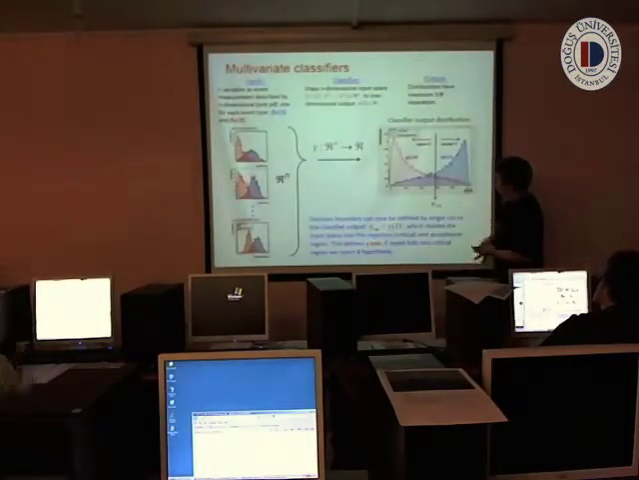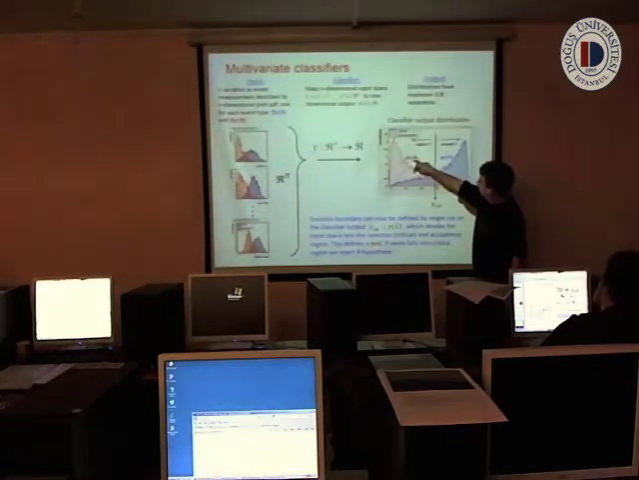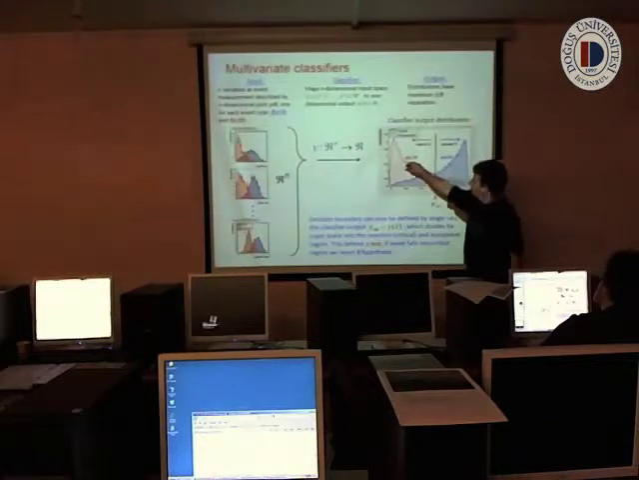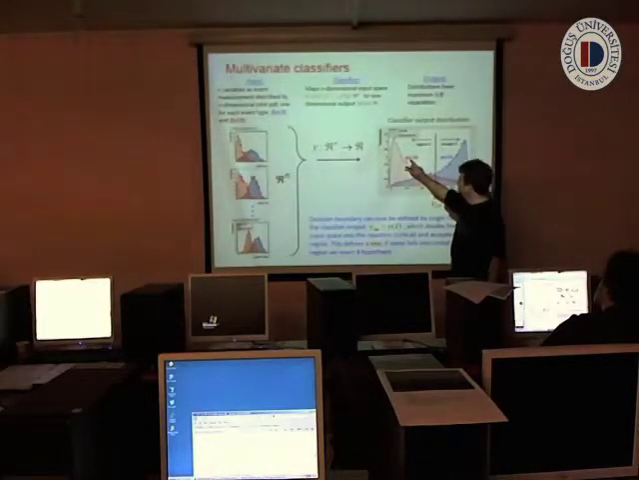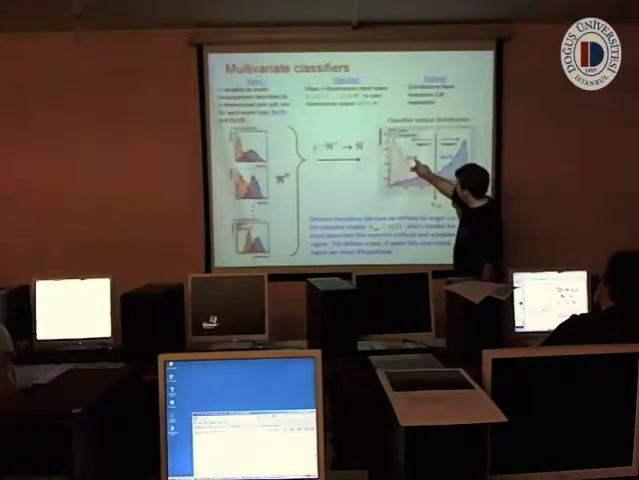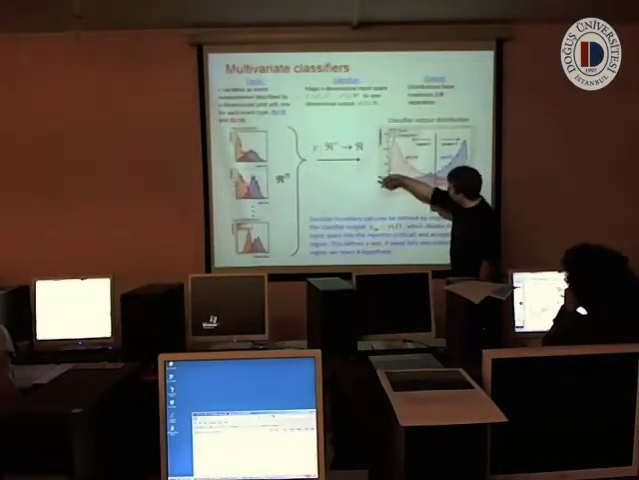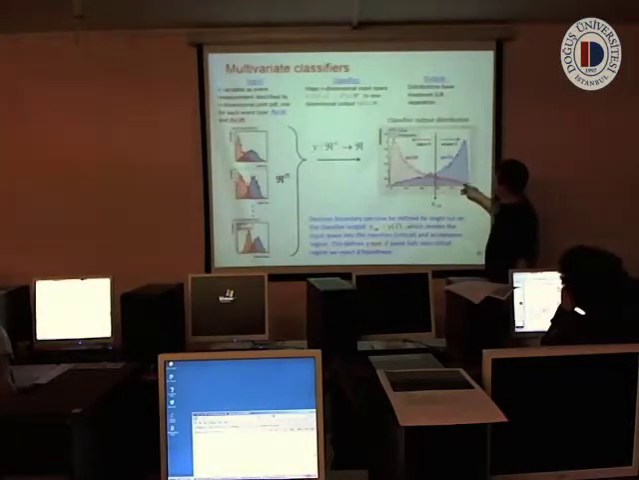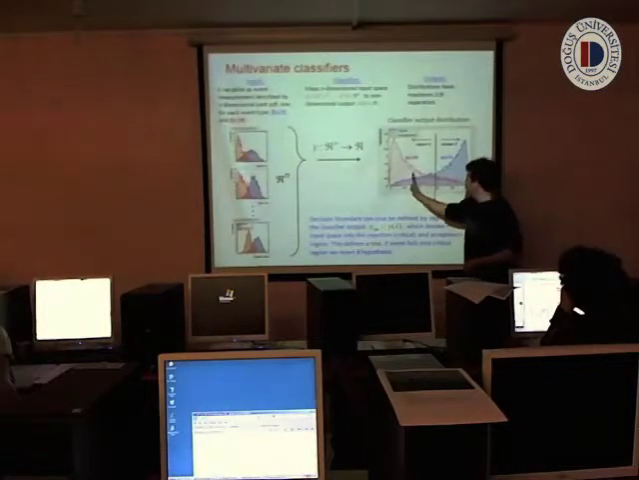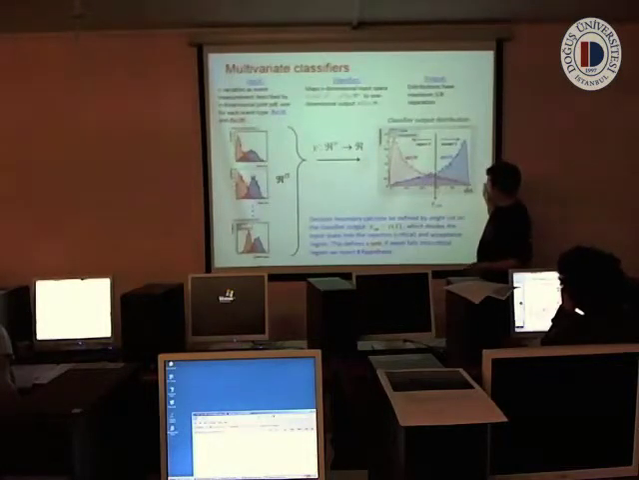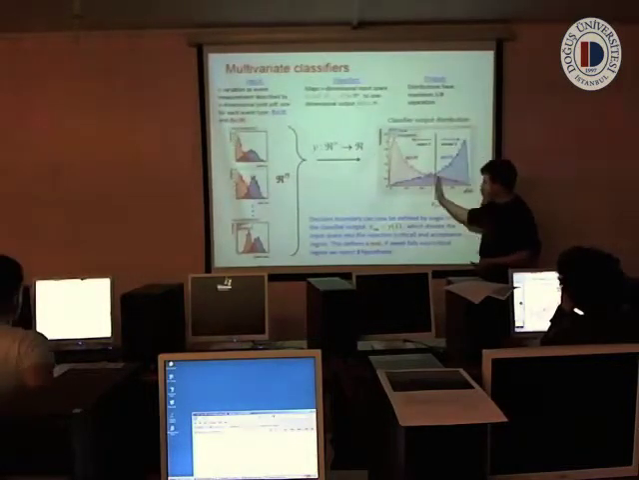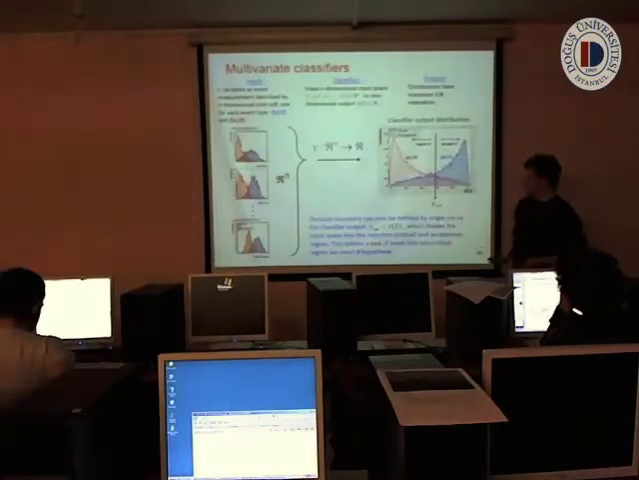And what you get here is then a PDF for the background. So for the background you get what the classifier tells you. You take the background event, put it through this function, and you get the output PDF for the background and for the signal. And then you can say, okay, everything that lies on the right side I accept as signal, everything on the left side I reject as background.